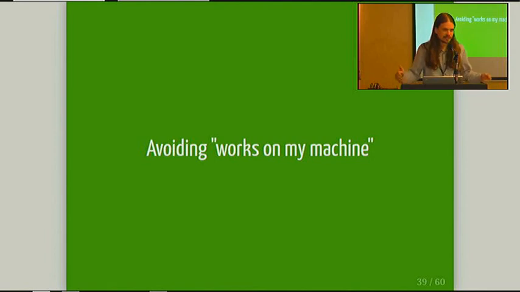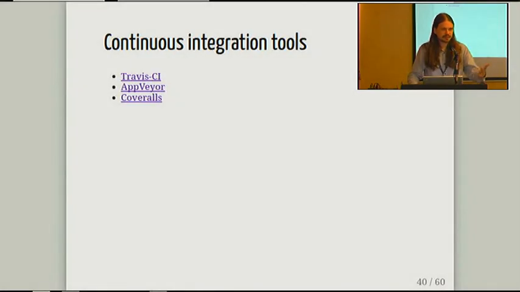So to avoid this user problem of "works on my machine", you can set up Travis, a continuous integration tool, so that every time you commit to your repository and publish to GitHub or GitLab or whatever it is, it will run your tests on a separate machine. So at least you're sure that it works on your machine and also on this other machine.